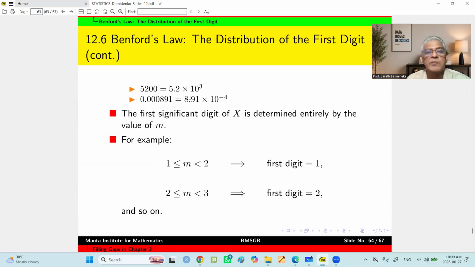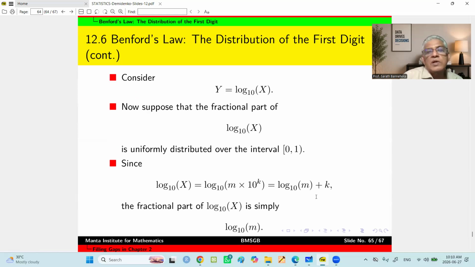So for example, if this m is greater than or equal to 1 and less than 2, then the first digit of the number is 1. Right? If m here is greater than or equal to 2 but less than 3, then the first digit is equal to 2, and so on.